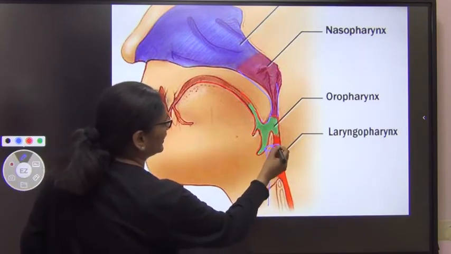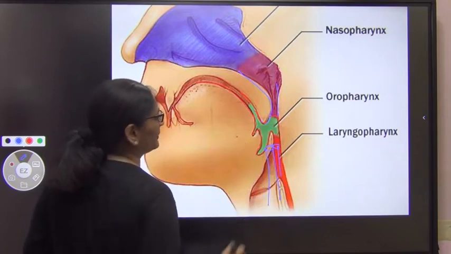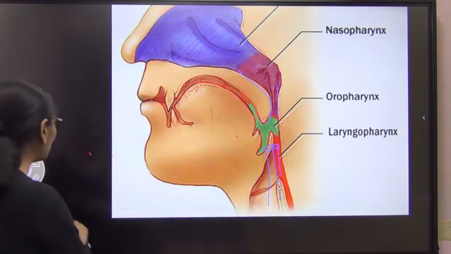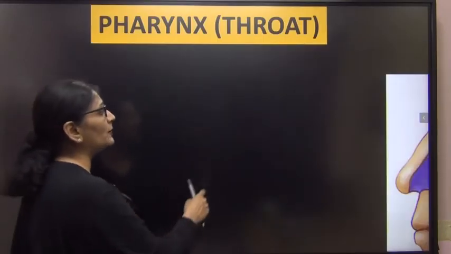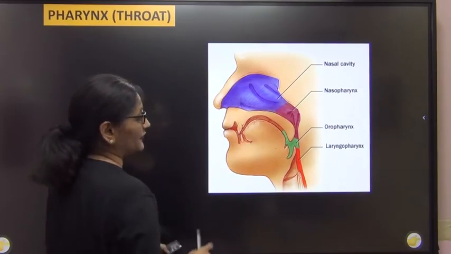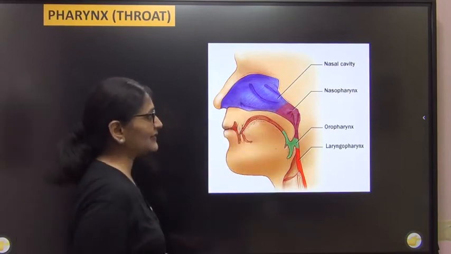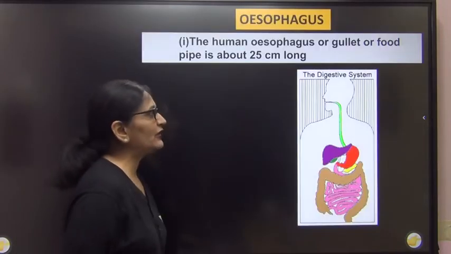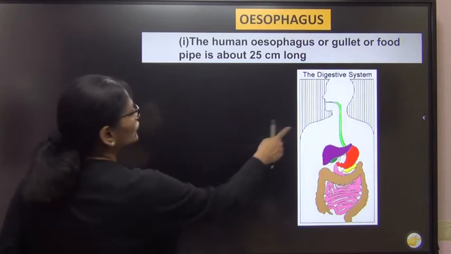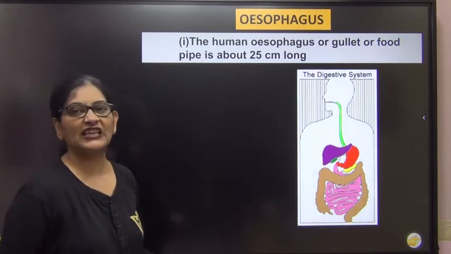So from here we will have two tubes, but this is the common place, and this common place is called as pharynx. So I hope you understood what is pharynx, the next part. So first was your mouth, the next was the pharynx. Now this pharynx is going to lead into a very long tube like structure that is called as esophagus.